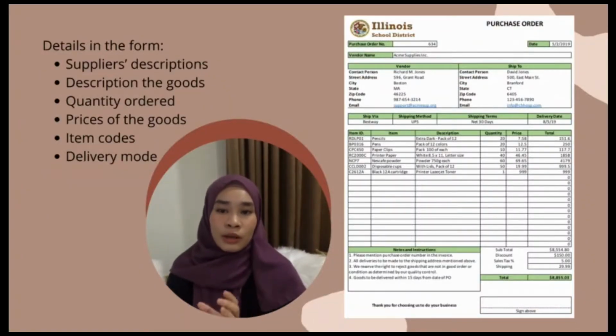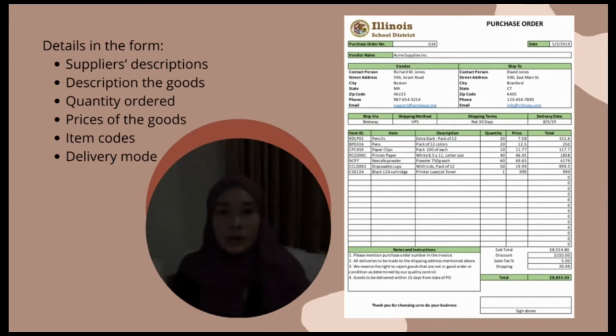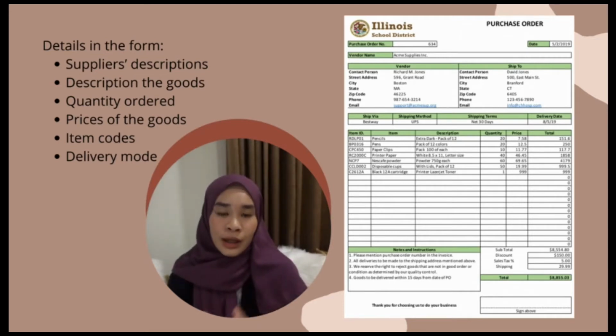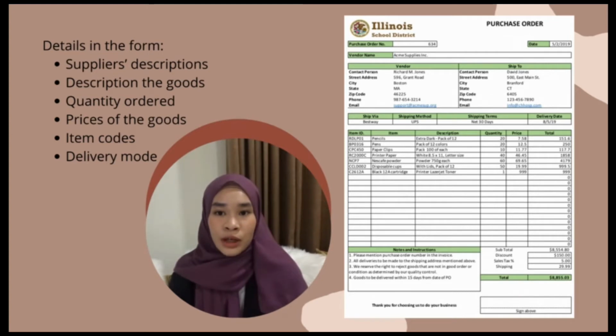Details that should be included in the purchase order are quite similar to the purchase requisition form, which is the supplier's description, the description of the goods, quantity of the goods, price of the goods, item codes, and delivery mode. The details that should be included in the documentary evidence are actually to prove the accuracy of the purchase transaction. They would need an internal verification for the amounts that have been calculated by the suppliers, whether they are true or not.